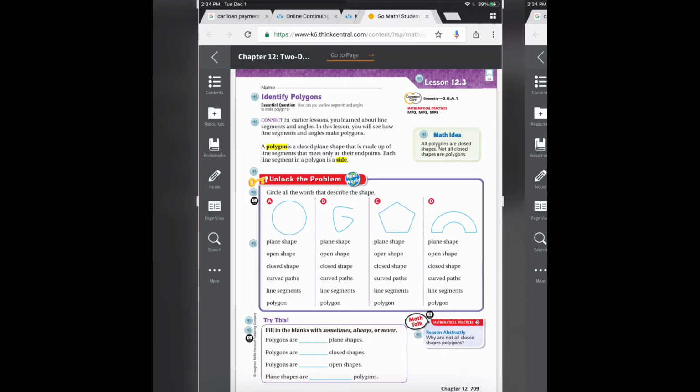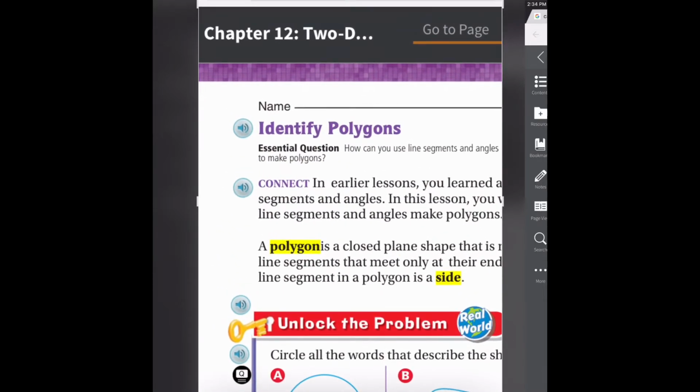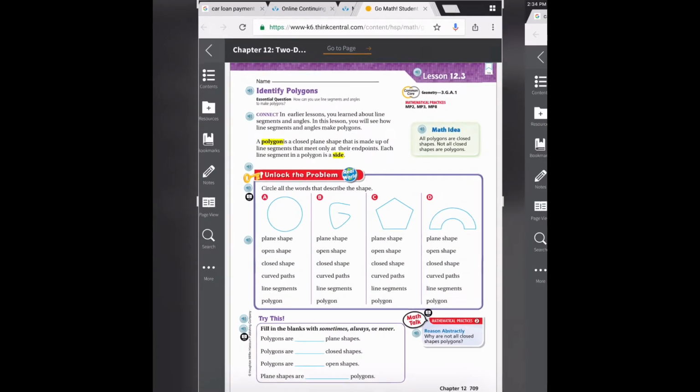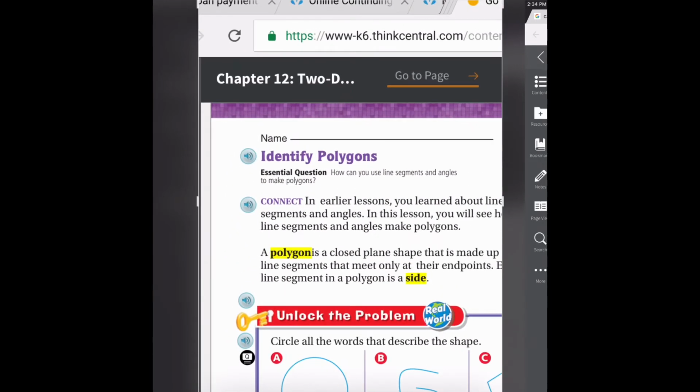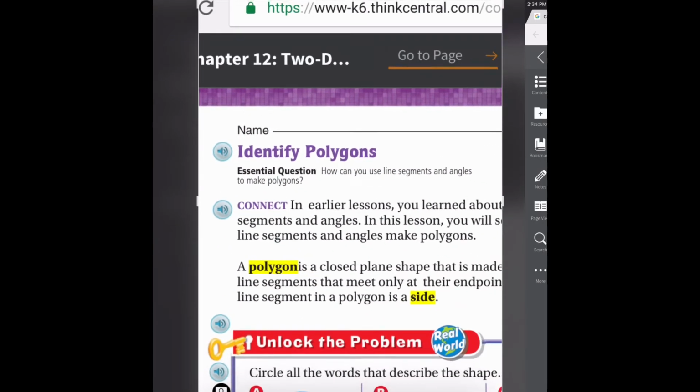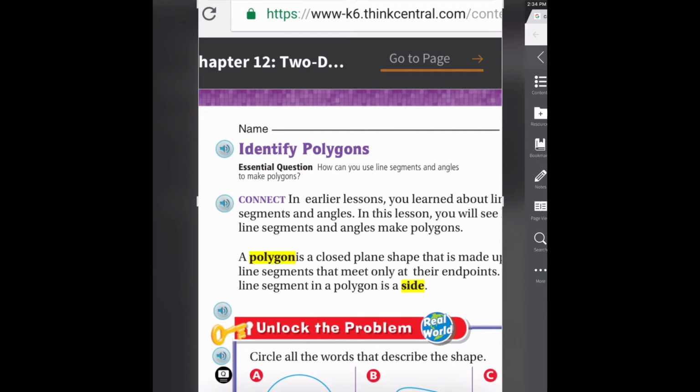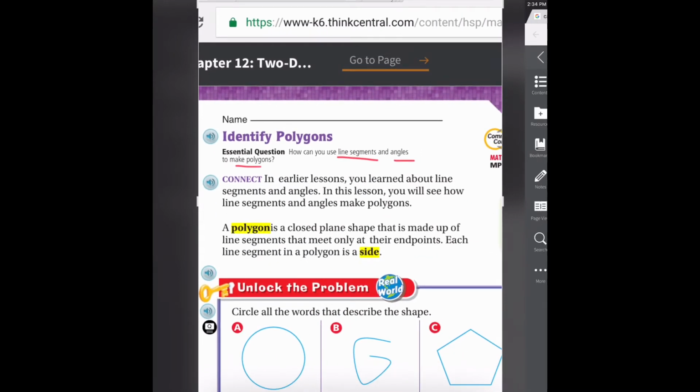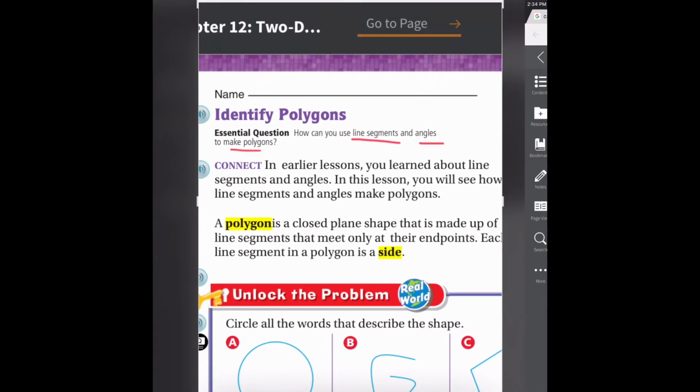All right, boys and girls, today we are on lesson 12.3, Identify Polygons, and we are on page 709 in your workbook. Here we go. Identify polygons. How can you use line segments and angles to make polygons? So let's connect. It says, in earlier lessons, we learned about line segments and angles. In this lesson, you will see how line segments and angles make polygons.